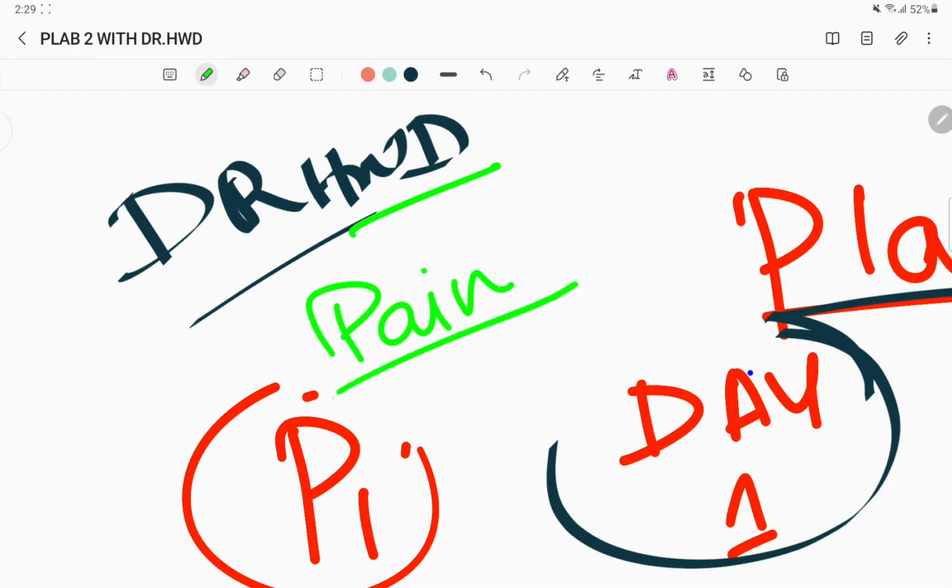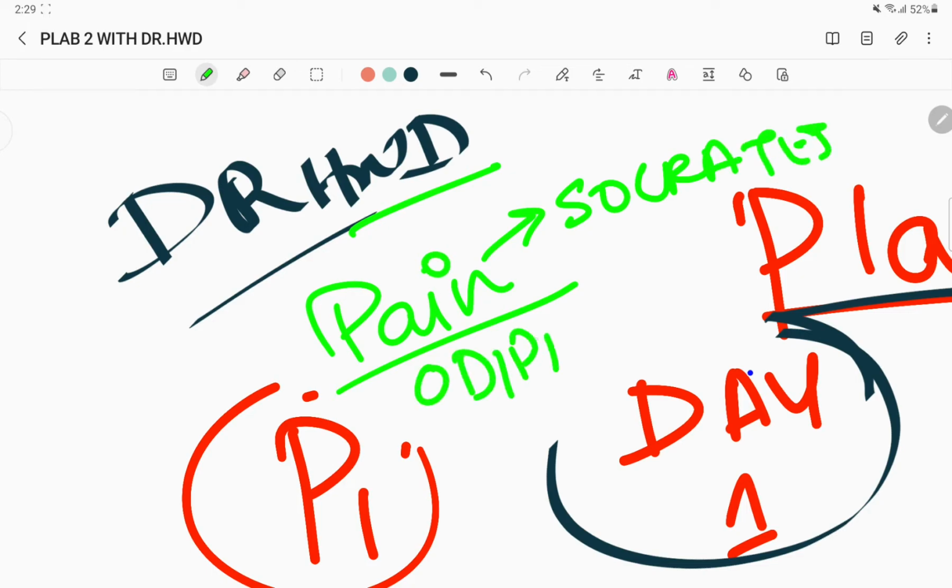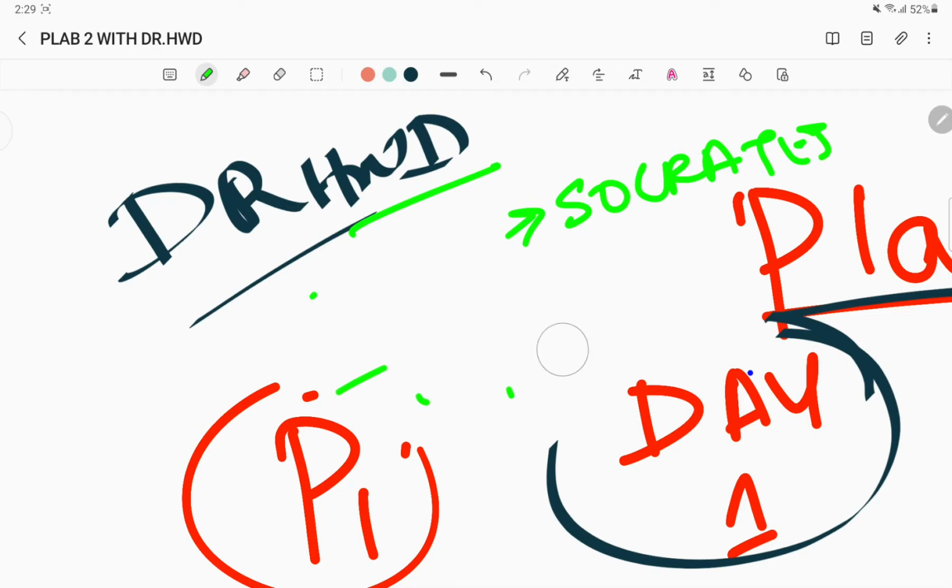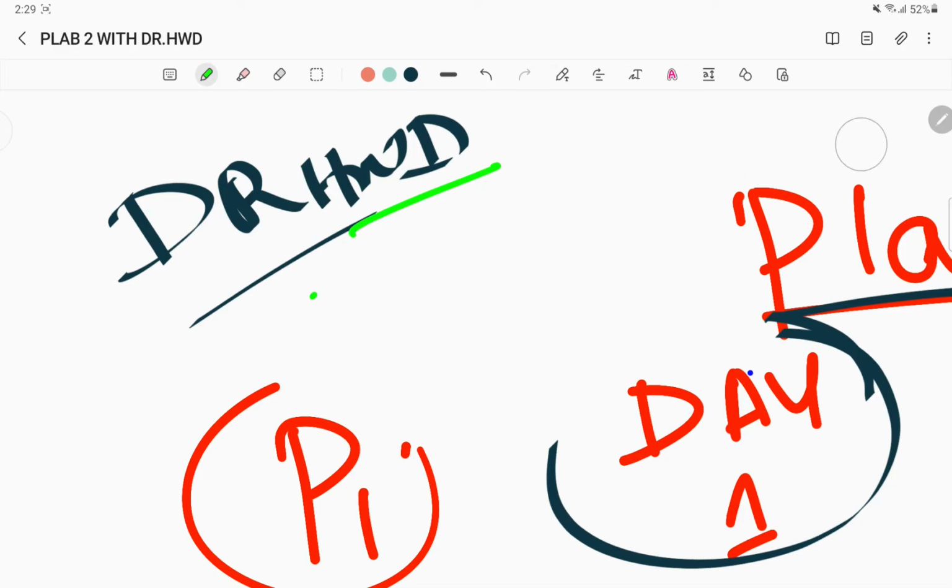Do you guys remember that when you ask in history of pains, you use Socrates? Okay, when you're talking about the history of anything else other than pain, you use Odipara. And when you're talking of any discharge coming from any part of the body, you use the mnemonic tract. All right? Okay, so here's the thing about your aortic dissection.